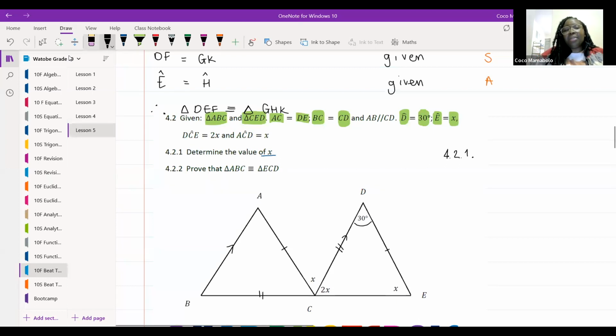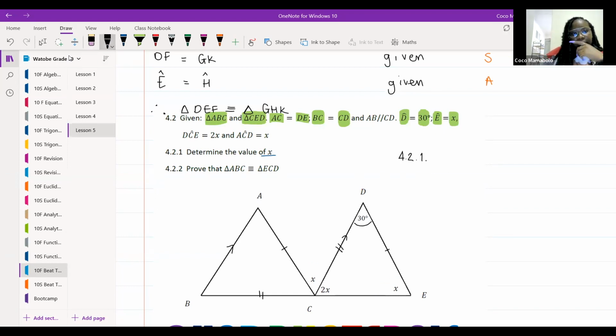You're going to have to give me a statement and a reason to prove for 4.2.1, to calculate X. Which X are we actually talking about? Because there's one in the triangle and there's one on the outside. Both of them will be the same thing. If you figured out the value of that one, you've automatically figured out the value of that one. So you only need to find one of them.